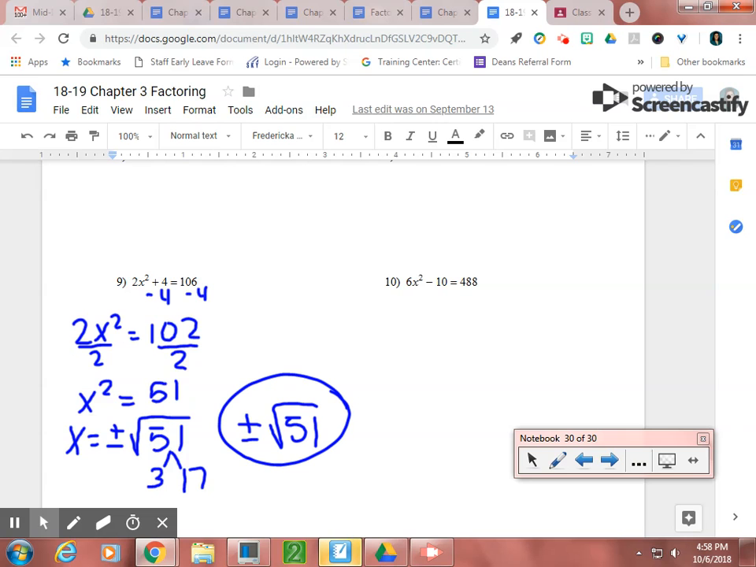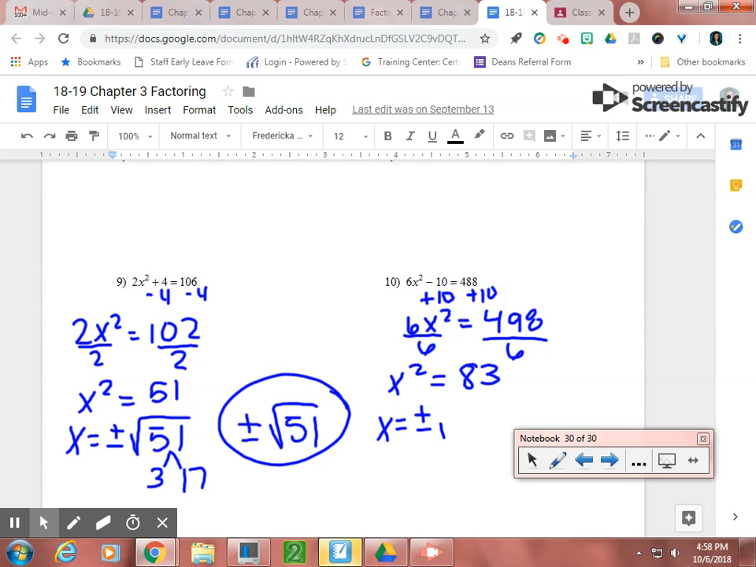And our last one is to add 10. So then 6x squared is going to be equal to 498. Divide by 6. So x squared is going to be equal to 83. And then I try to break 83 down, and it does not have anything to break down into. So plus or minus the square root of 83 is your answer to that.